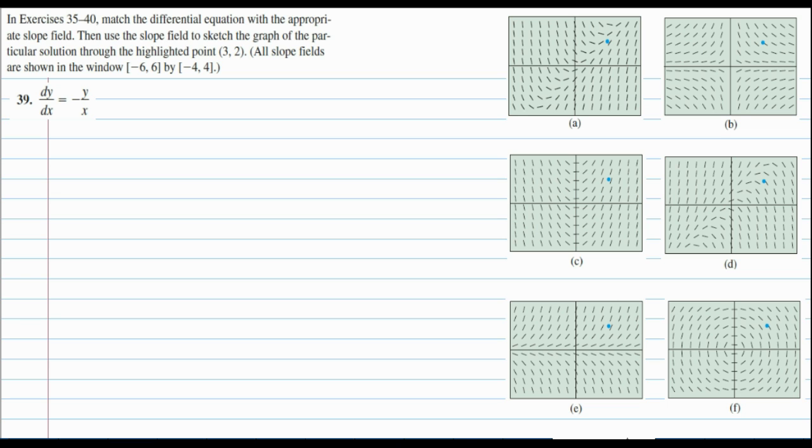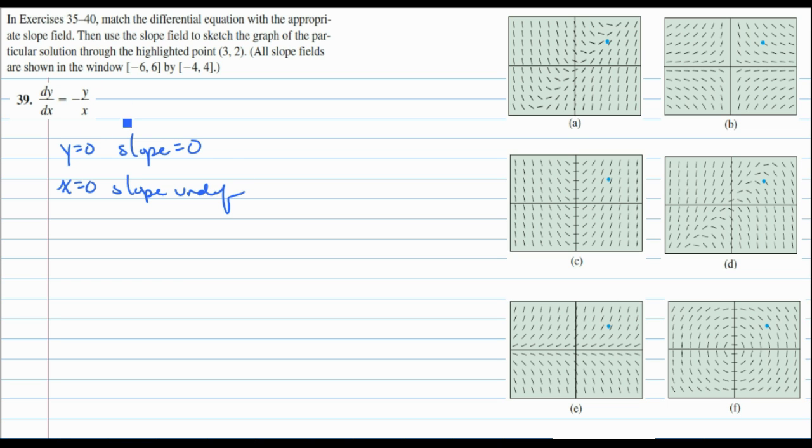Now try problem number 39. It says match the differential equation with the appropriate slope field. Then use the slope field to sketch the graph of the particular solution through the highlighted point 3, 2. All slope fields are shown in the window -6 to 6 by -4 to 4. So 39, the derivative is negative y over x. Let's start fresh and make a nice new analysis. When y equals 0, the slope is 0. When x equals 0, the slope is undefined.